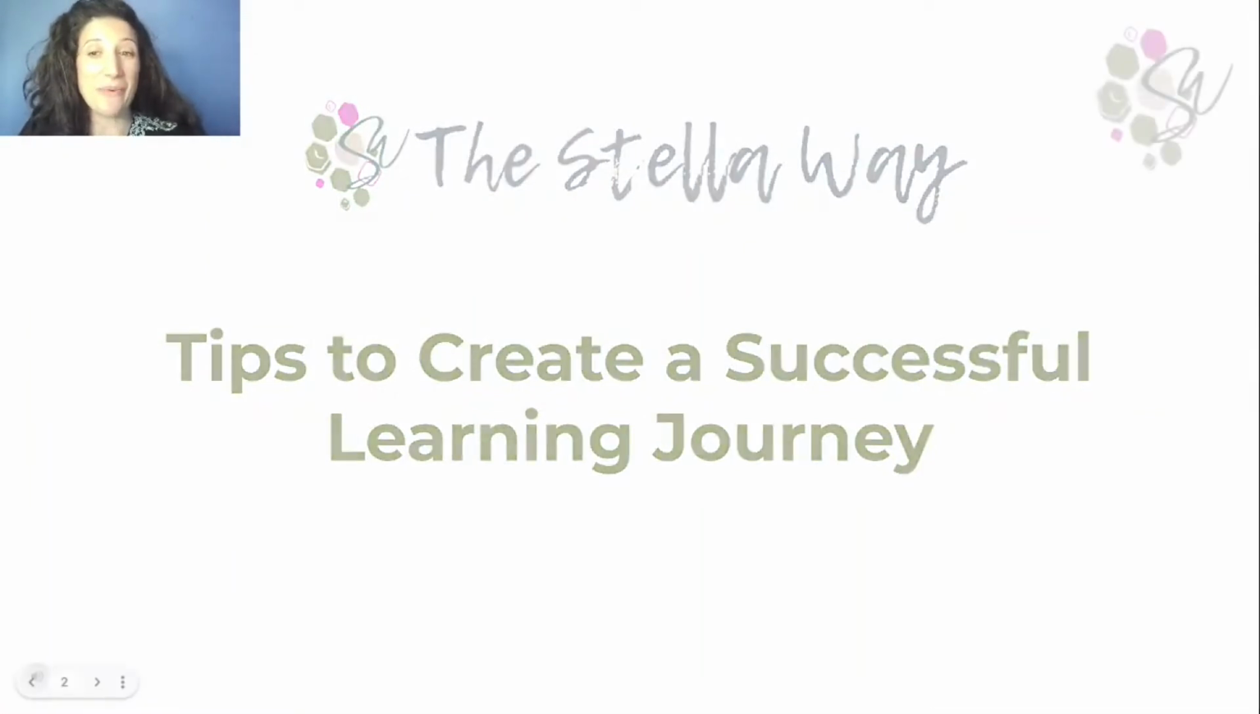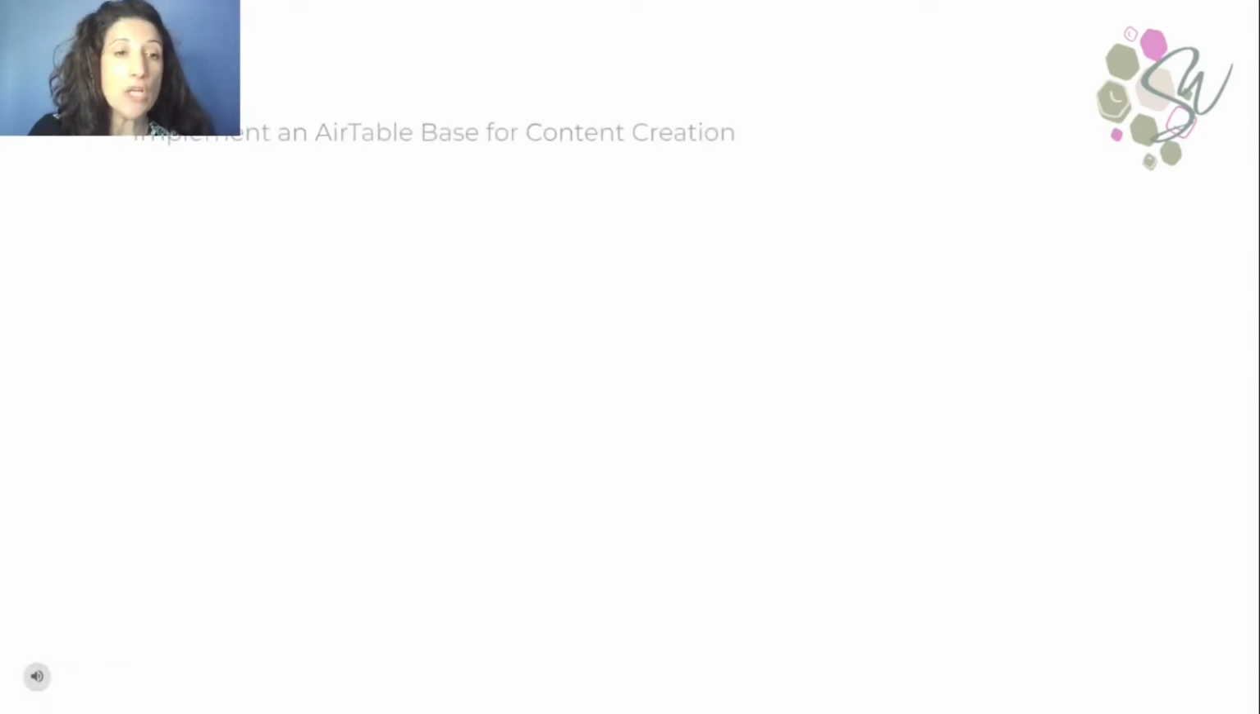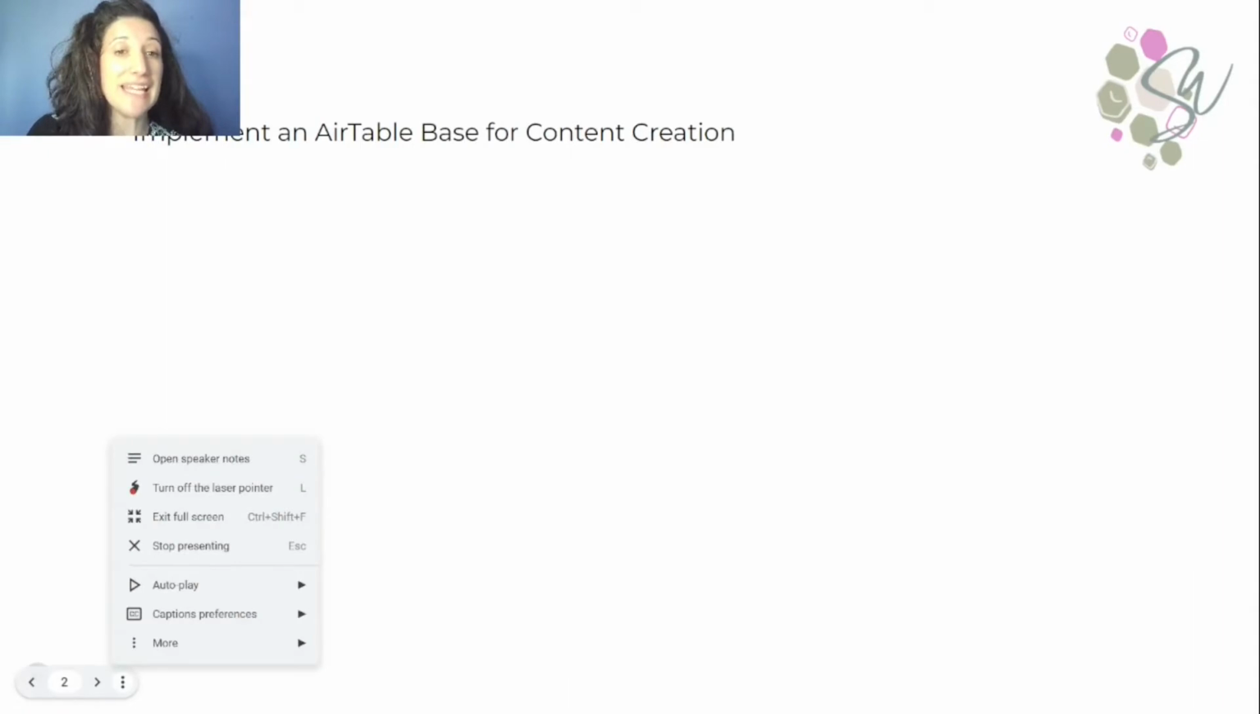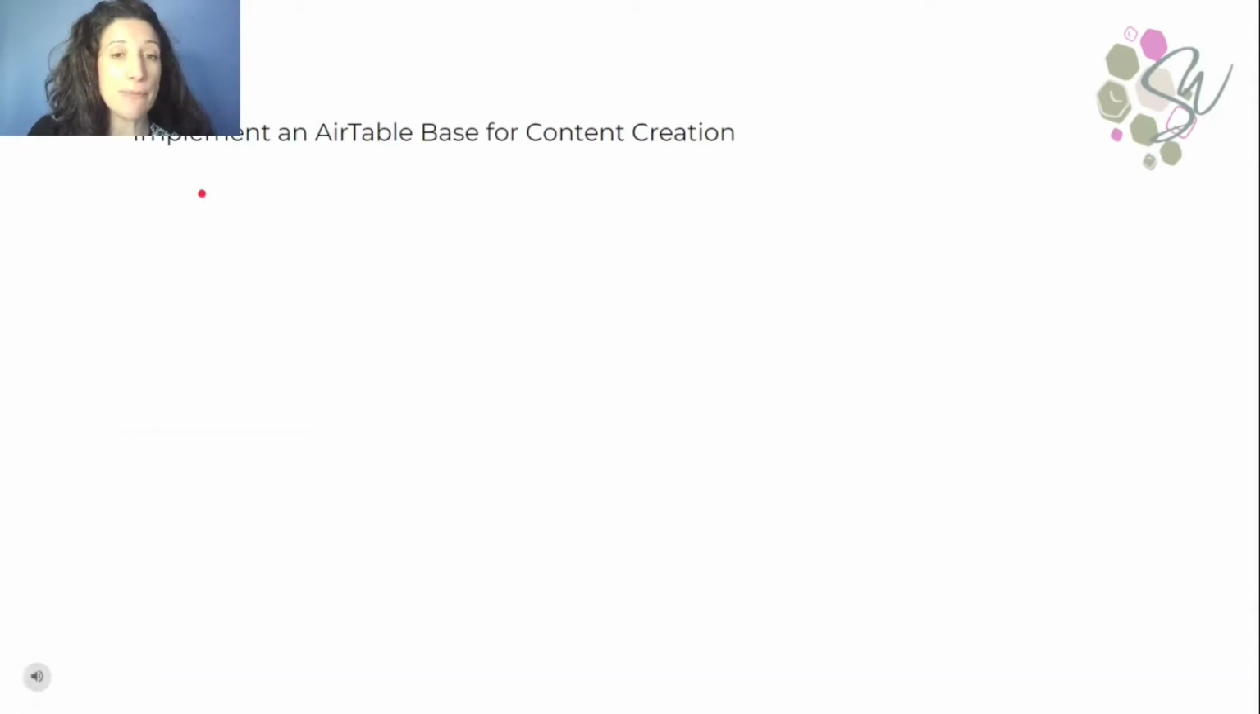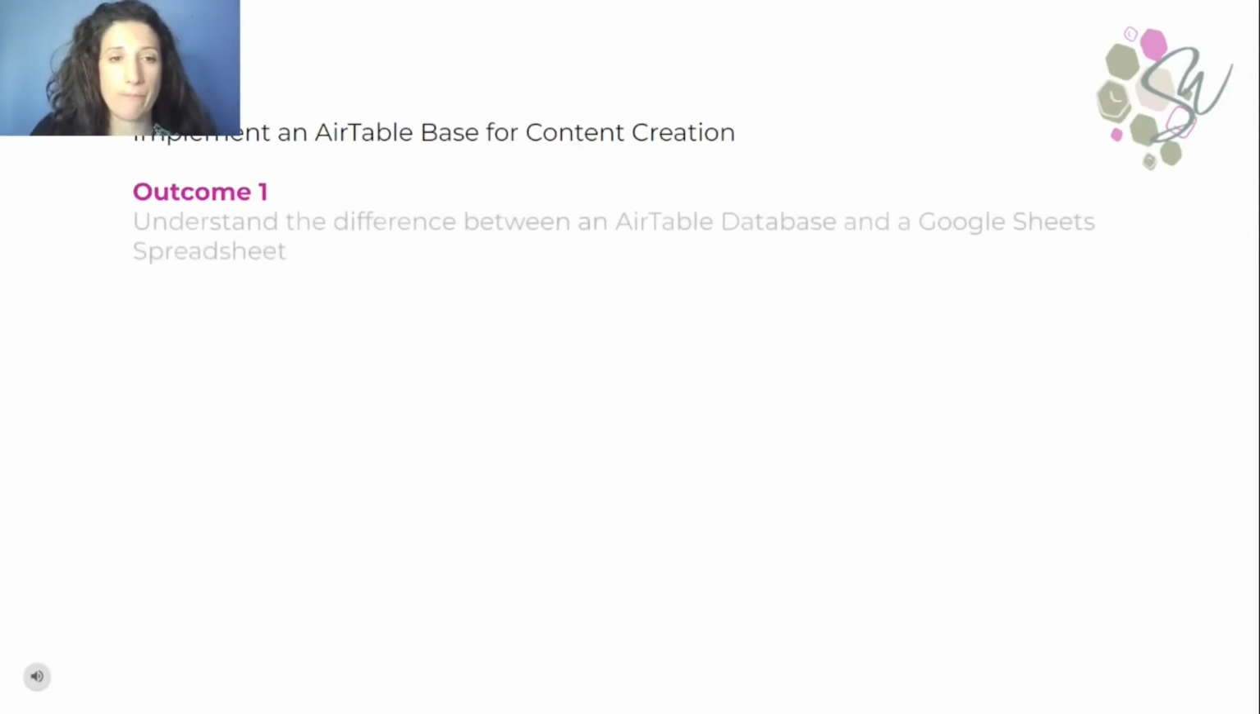So let's start off with an example of course goals and then breaking that down into learning outcomes. So the course goal that I have here is implement an Airtable base for content creation. And you can see here that I am using the word implement. Because I'm using the technique, my students will have the ability to implement an Airtable base for content creation. Once I have that goal, I can then break that down into outcomes. And I have 4 outcomes here for you.